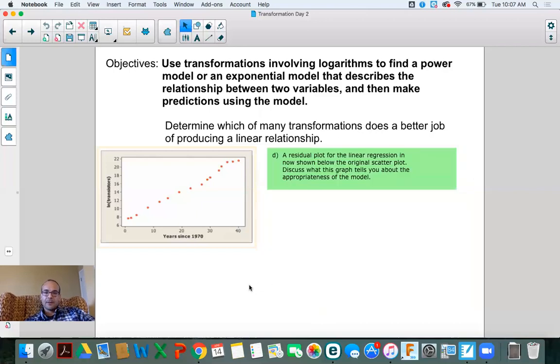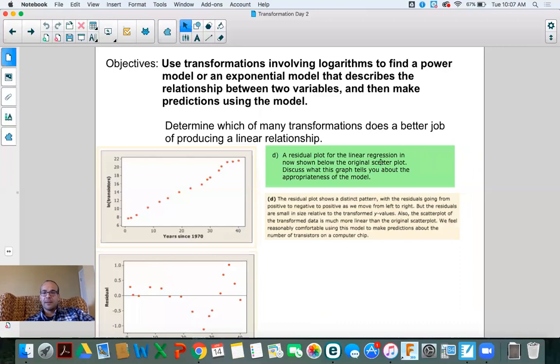And then finally, they give us a residual plot to go with this thing. So here's the residual plot down there. And they said, discuss what this graph down here tells you about the appropriateness of the model. So that's taking us back to chapter 3, where you say, well, when you see a pattern, we were supposed to say linear is not a really appropriate model. But they go on to say in here that because these values are so small relative to the transformed data, that the model is going to work for us.